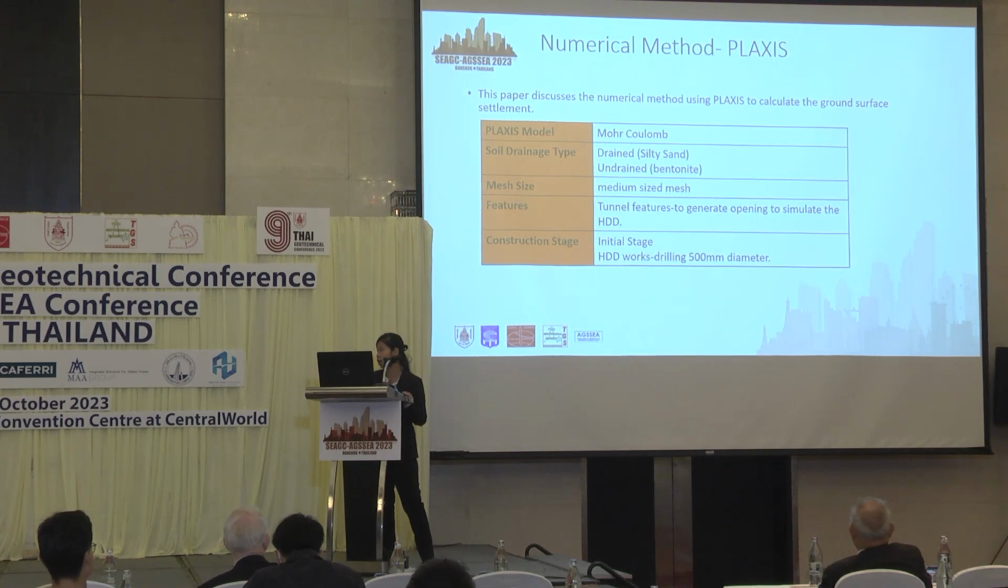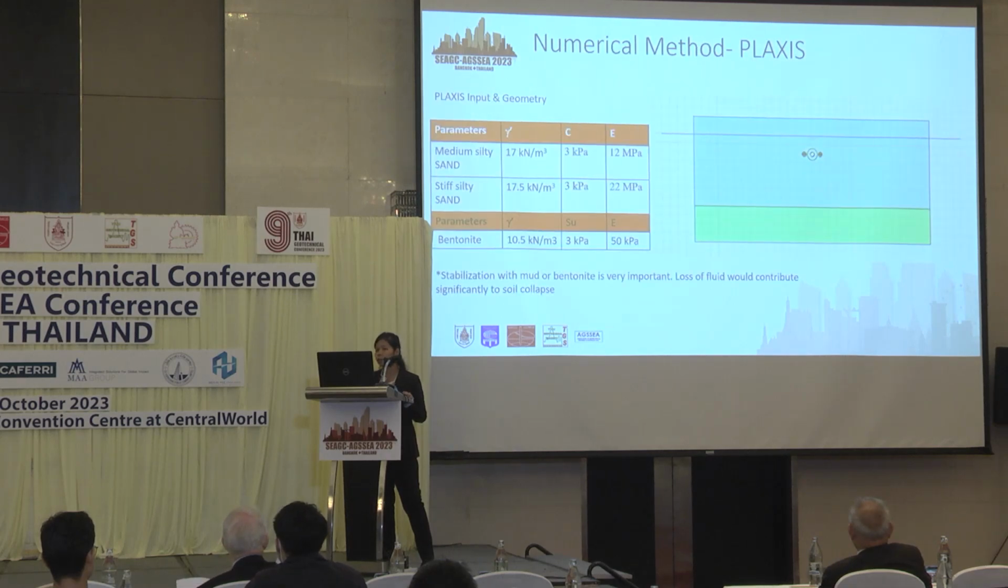So for this project, we have two construction stages: the first one is the initial stage, and the second one is drilling using 500 mm diameter. This is the Plaxis input and geometry. For the soil layering, we are using medium silty sand and stiff silty sand. For the bentonite property, we apply it at the opening, as the bentonite is used as a stabilizer to prevent the soil collapse.